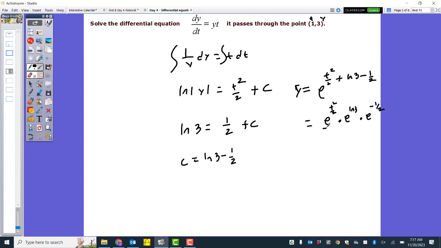Now, these two that aren't going to simplify anymore, I'm going to leave combined. So I'm going to say this is e to the t squared over 2 minus 1/2. Easy enough. This one will simplify. e to the natural log of 3 is just 3, and so I'm going to bring that down to the front. Okay? So there's our final answer.